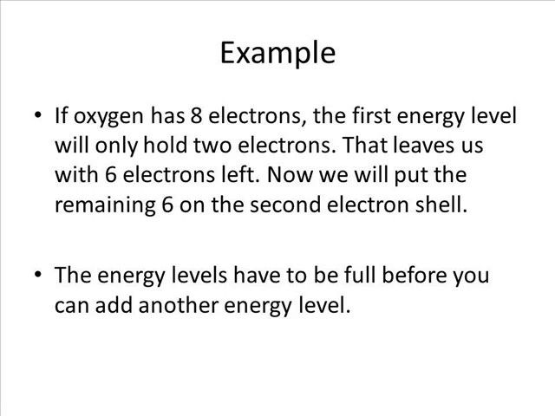So remember, the second one can hold 8. So we have plenty of room to add 2 more if we need to later on for another element. But at this point, we have 2 in the first, and then 6 in the second electron shell. And remember, they have to be full. The first one has to have 2 before we can add another shell.